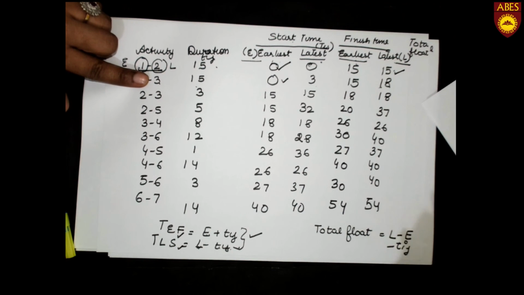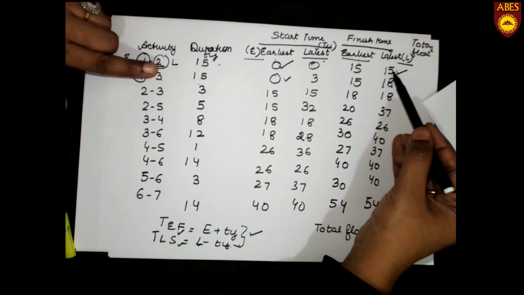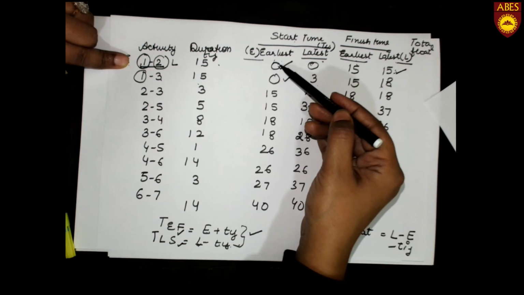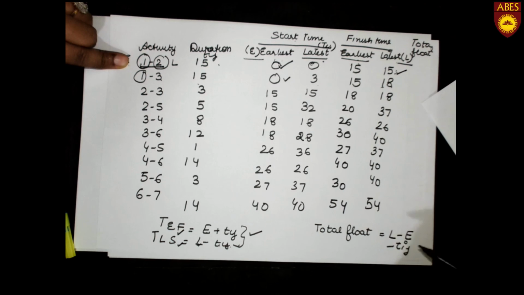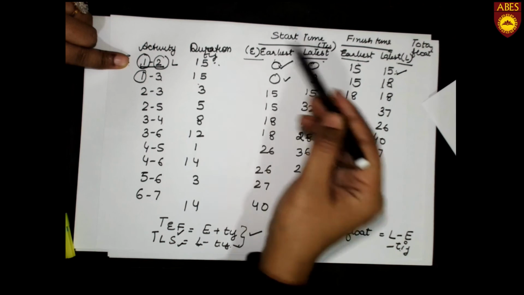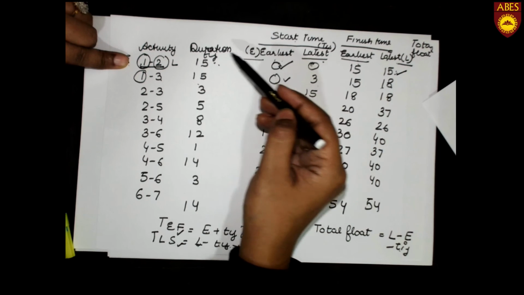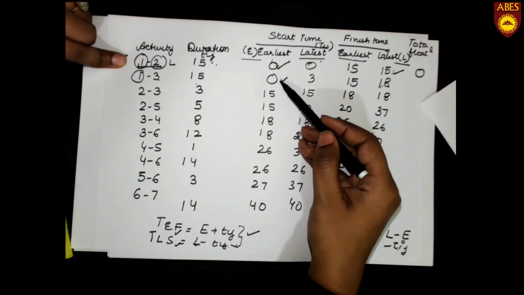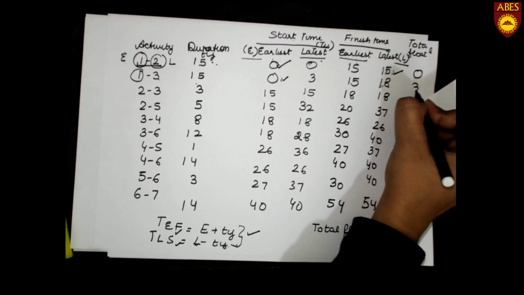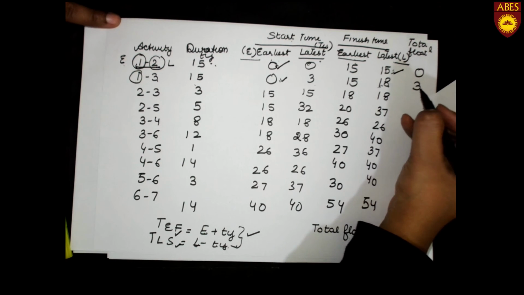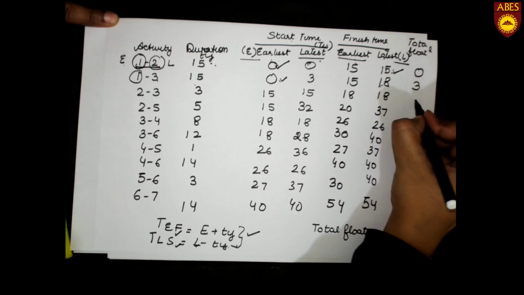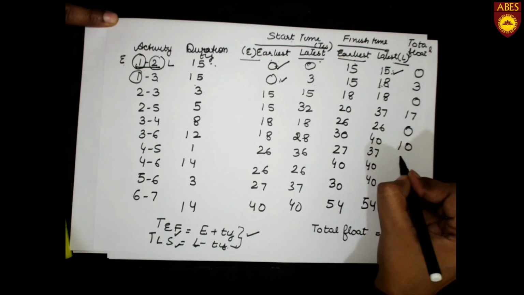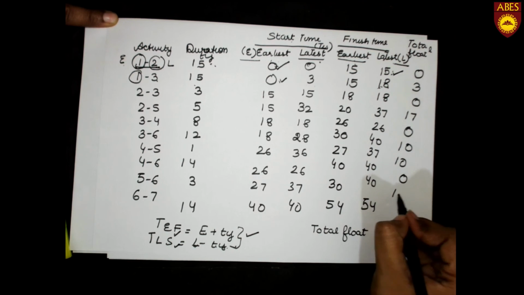Now we will find out the value of total float. What is L of the first activity? That is 15 minus E, which is 0. 15 minus 0 minus Tij. This is Tij. That is 15 minus 0 minus 15. This is 0. Similarly, 18 minus 0 minus 15, that is 3. Similarly, we will find out all the values of total float: 3, 0, 17, 0, 10, 10, 0, 10, 0.